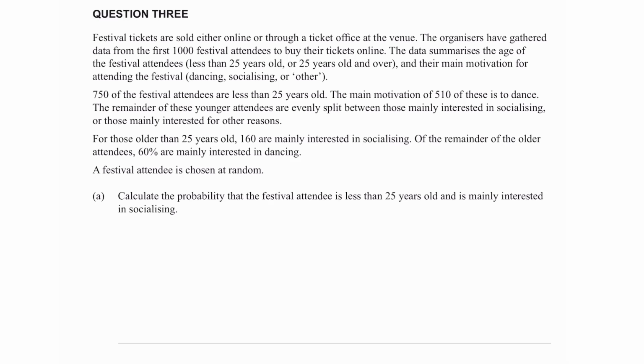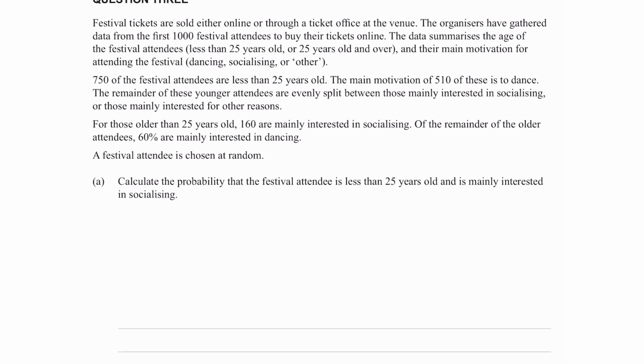Okay, for those older than 25, 160 are interested in socializing. Of the remainder of the older attendees, 60% are mainly interested in dancing. Okay, so before we even do A, it's generally a good idea to write down all the information we have. So let's create a random variable x, which is your age: either less than 25 or greater than or equal to 25.